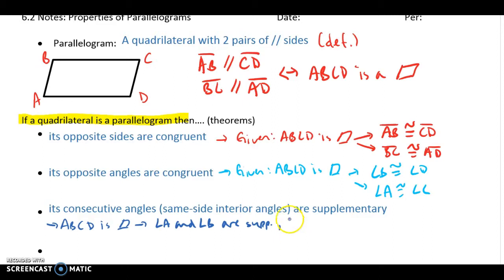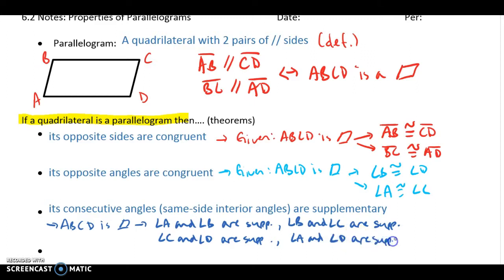So we also know what other angles would be supplementary. Well, we would know that angle B and angle C, right? Because they're also consecutive. What else? Well, we'd also know that angle C and angle D are supplementary. And finally, angle A and angle D. So again, consecutive, which is different from opposite.